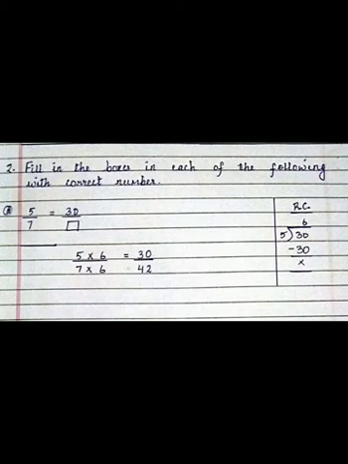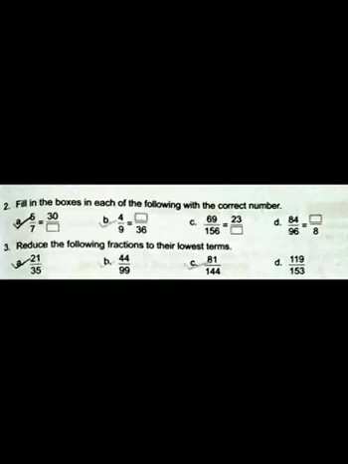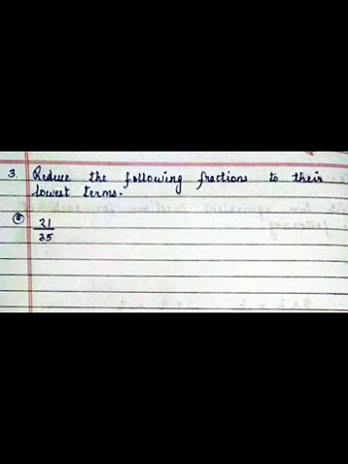So we will get the answer 30 by 42. And 7 into 6 is equal to 42. Your assignment from question number 2 will be A and B. Question number 3. Reduce the following fractions to their lowest terms.